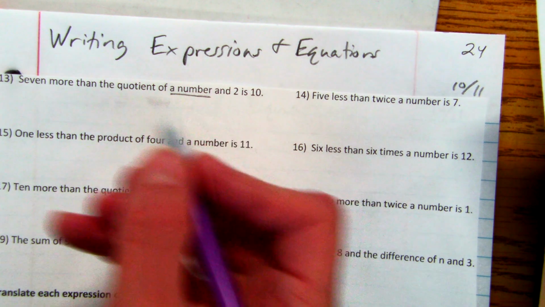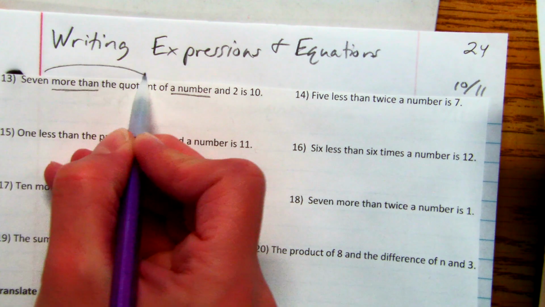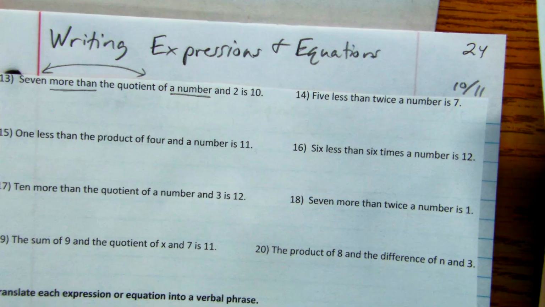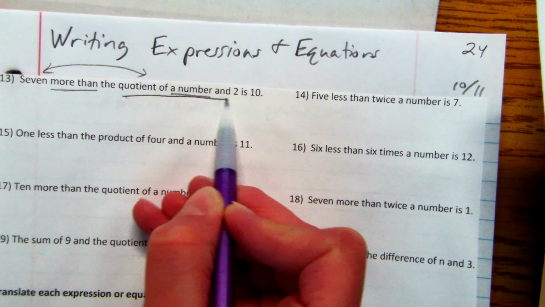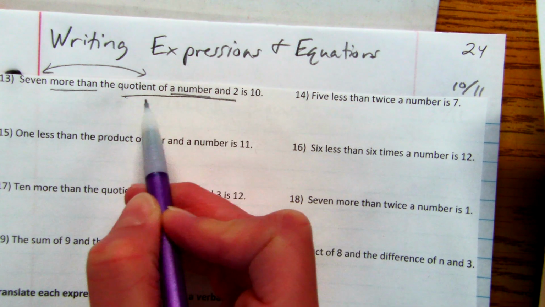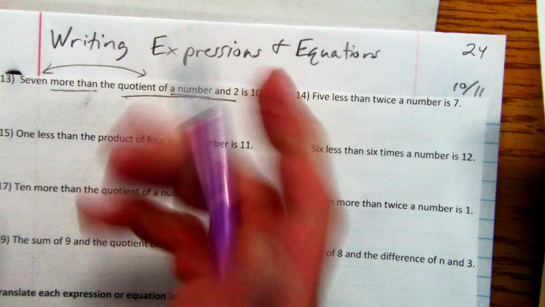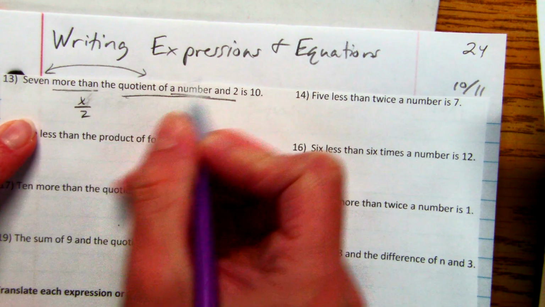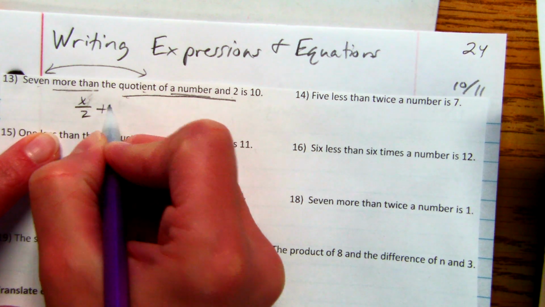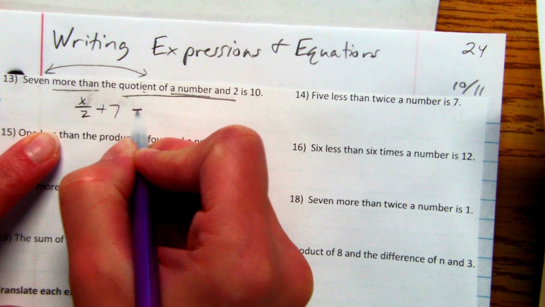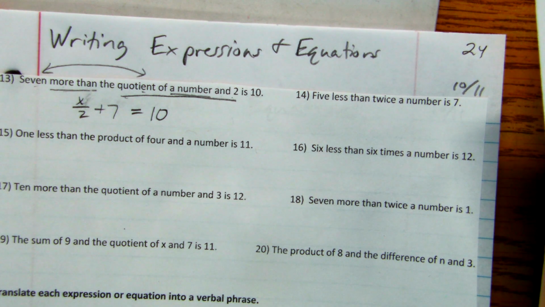The thing that I want you to look at is whenever you see more than, it's going to kind of switch the order of things when we write it down. So we're actually going to start with the quotient of a number and 2 first. So that's going to look like, I don't know why I'm writing a q. Let's just use x. So x over 2 is the quotient of a number and 2. And then 7 more than, we plus 7 is 10, would be equals 10. So that's just the first setup.